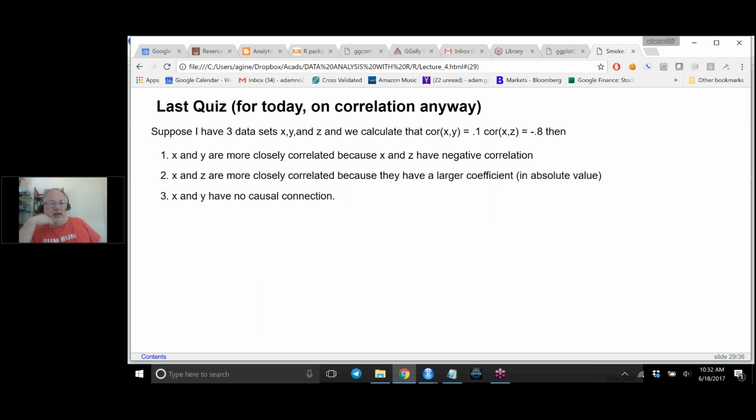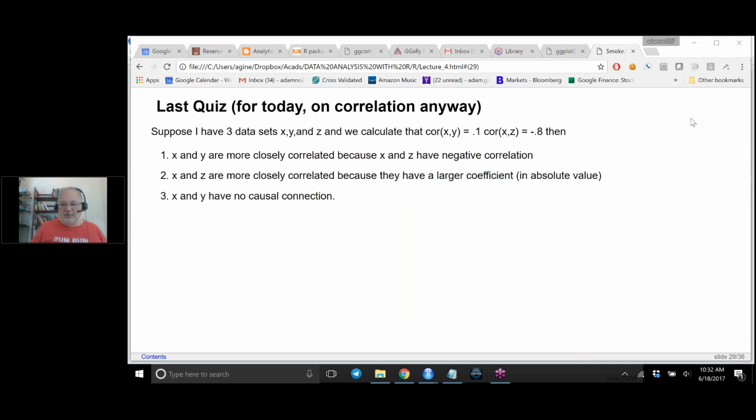Okay, last quiz for today. I have 3 data sets, X, Y, and Z, and I know the correlation of X with Y is 0.1, and the correlation of X and Z is -0.8. So, which of these statements is true? X and Y are more closely correlated because X and Z have negative correlation. X and Z are more correlated because they have a larger coefficient in absolute range. And X and Y have no causal connection. In other words, there's no way to connect X with Y as a function of the correlation of X and Y being 0.1.